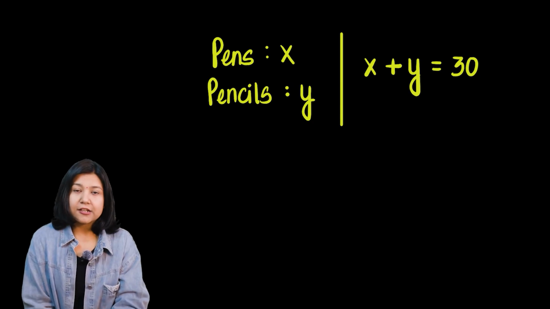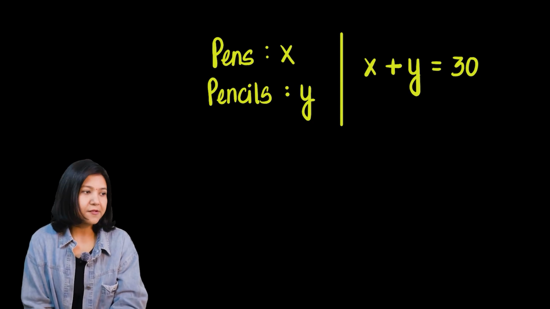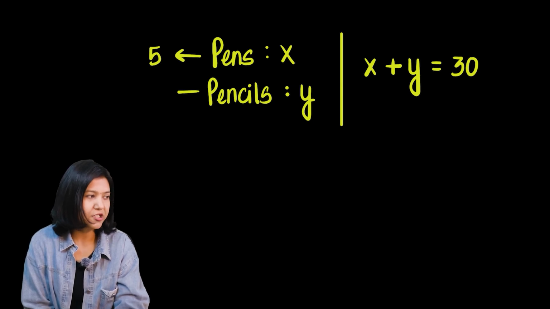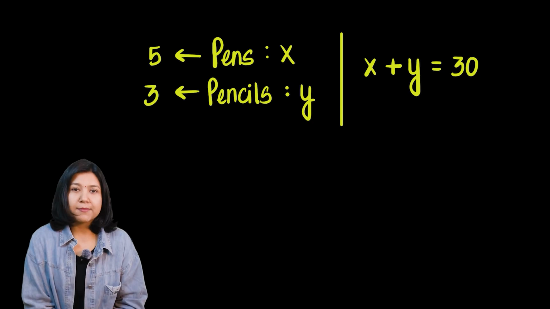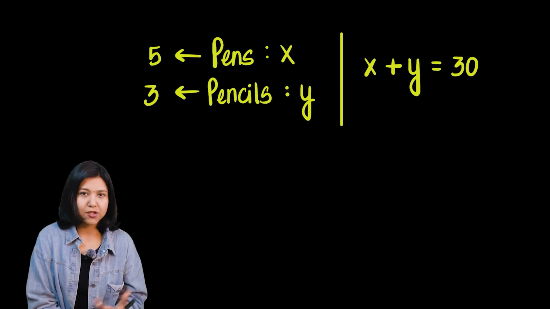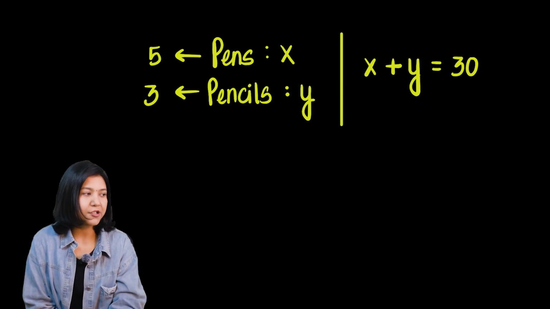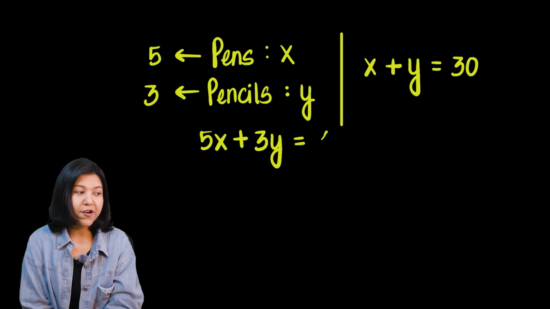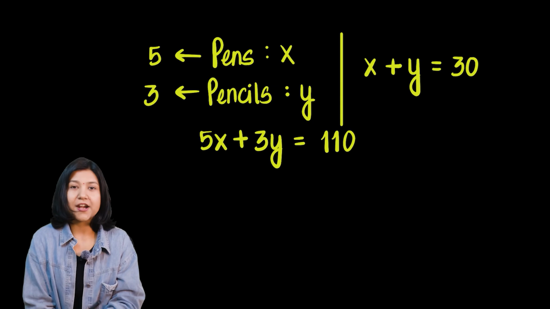Apart from this, they'll tell you one more piece of information. That is, if the cost of pens is $5, one pen costs you $5 and one pencil costs you $3. And now the total amount you are spending will be your next condition. This is the kind of problem they'll ask you during your exam. So they'll tell you the cost of a pen is $5 while the cost of a pencil is $3. You'll be spending a total of $110.